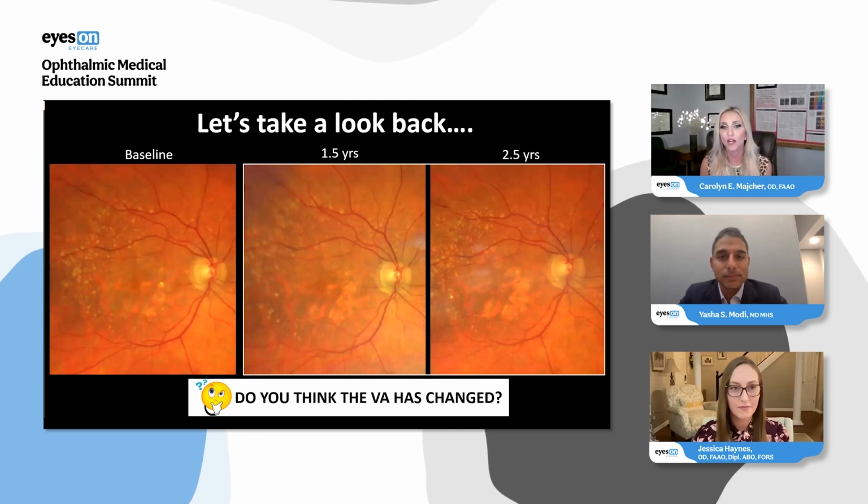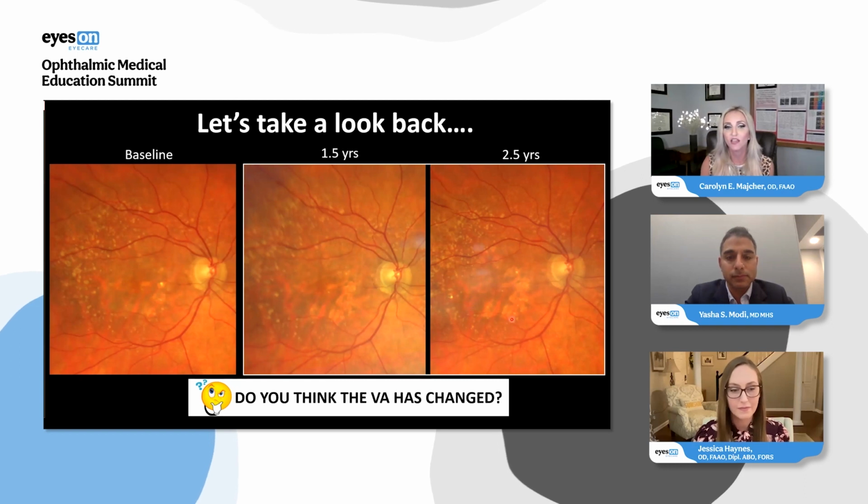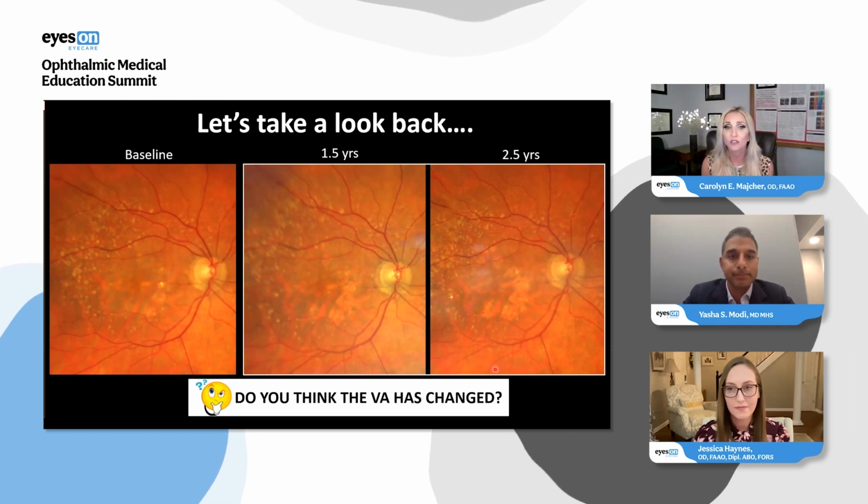And here's now the right eye. Again, we're looking at a snapshot in time of 2.5 years. So we're going from baseline over to this 2.5 year follow-up. And just based on the color fundus photography, again, I want to ask you guys, do you think that geographic atrophy has enlarged?